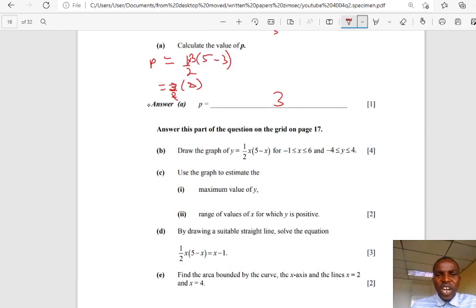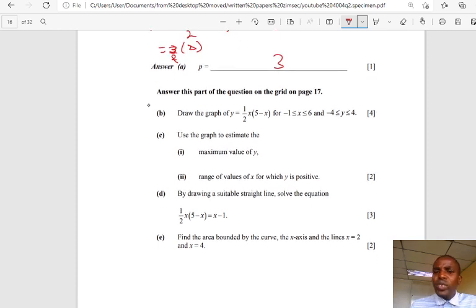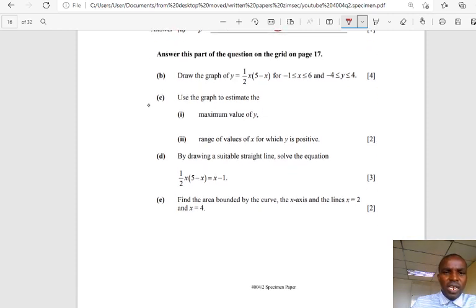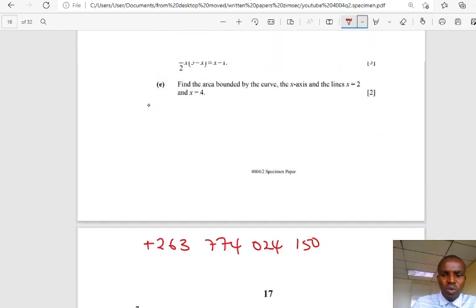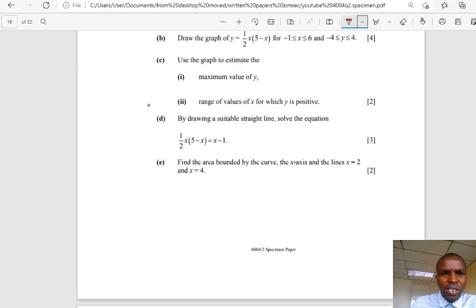Right, next question. Answer this part of the question on the grid on page 17. Draw the graph of y equals 1 over 2x, then 5 minus x, with x from minus 1 to 6 and y from minus 4 to 4. Then use the graph to estimate the maximum value of y. So first thing, you have to draw your graph.